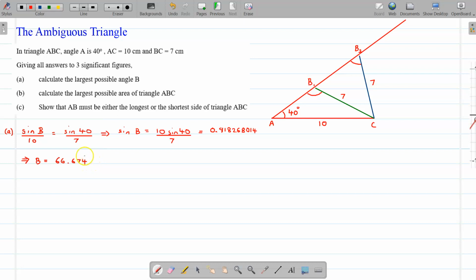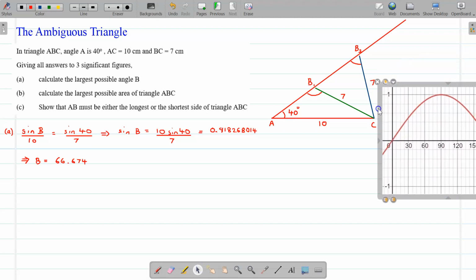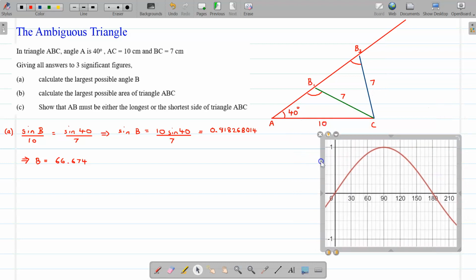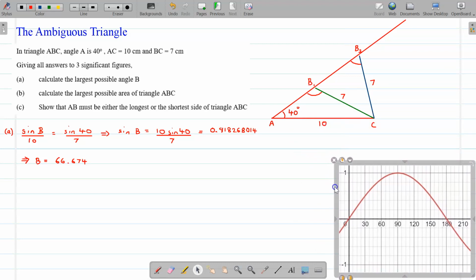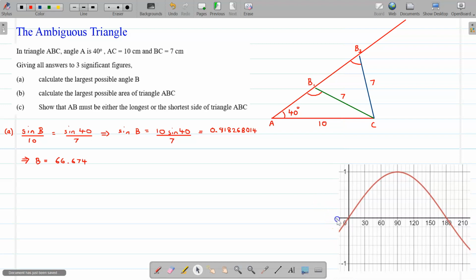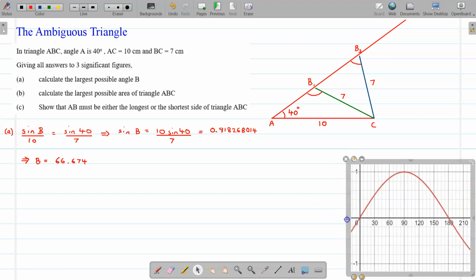Okay, now if you look at the diagram, it has given me the angle B2. You can see that that's less than 90 degrees, and it's the smaller angle, and that will always give you the closest angle to 0, the first angle that has a sine of that number. Now, to understand what's going on here, I'm going to bring in the graph of sine, because this is really important that you understand this. I'm going to show you how this works now.